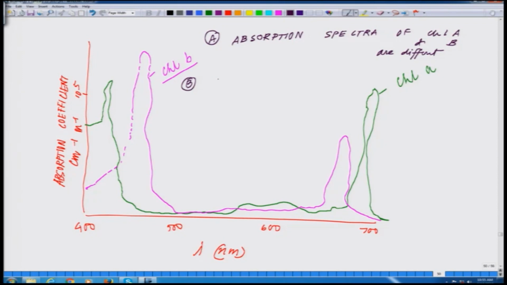light is not appreciably absorbed by chlorophyll A at 460 nanometer, that you can see. At 460 nanometer, light is not appreciably absorbed by chlorophyll A, whereas it is captured by chlorophyll B, which has intense absorption at that wavelength, that you can see out here. So, around 460 nanometer, there is better absorption by chlorophyll B as compared to chlorophyll A, and these two chlorophylls complement each other in absorbing incident light.